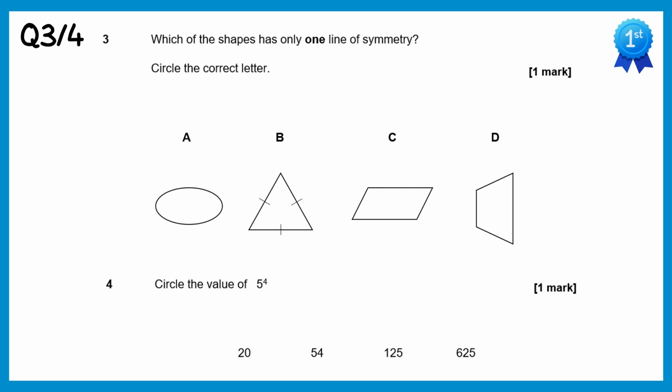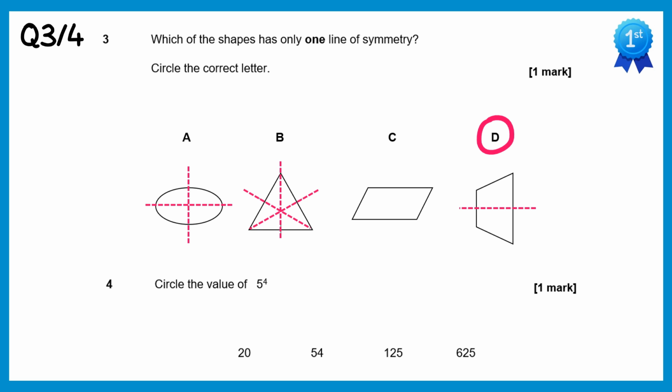For this question we need to find the shape that has one line of symmetry. Shape A has 2 lines of symmetry. Shape B, since it's an equilateral triangle, has 3 lines of symmetry. Shape C is a parallelogram, this has no lines of symmetry. And shape D has 1 line of symmetry, so that's the answer.